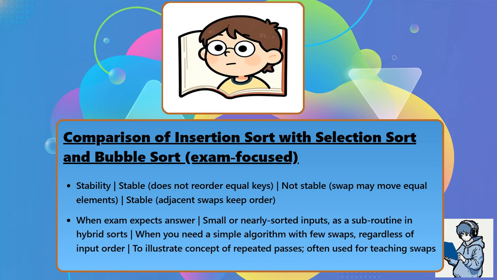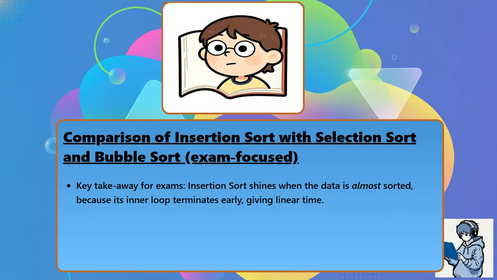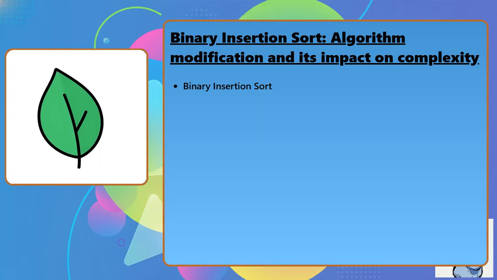When an exam expects this answer: small or nearly sorted inputs, as a subroutine in hybrid sorts. When you need a simple algorithm with few swaps regardless of input order. To illustrate the concept of repeated passes, often used for teaching swaps. Key takeaway for exams: insertion sort shines when the data is almost sorted because its inner loop terminates early, giving linear time. Binary insertion sort.